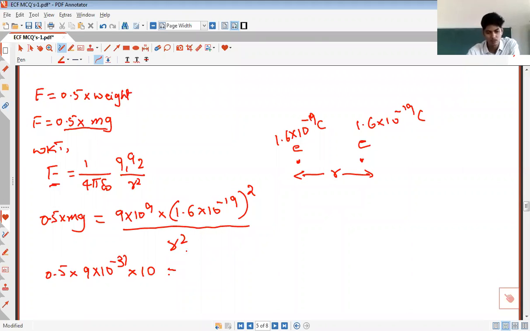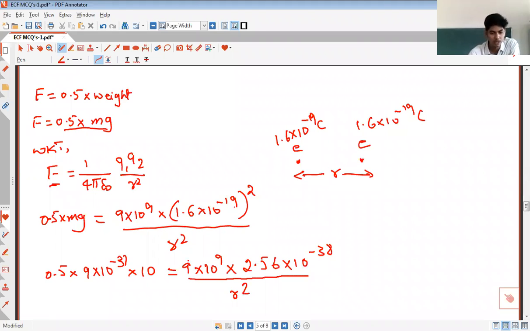That is equal to 9 into 10 to the power of 9 into 1.6 into 10 to the power of minus 19 whole square. 16 square is 256, so 1.6 whole square must be 2.56. Minus 19 whole square will be 10 to the power of minus 38, divided by r square. 9 and 9 get cancelled out.